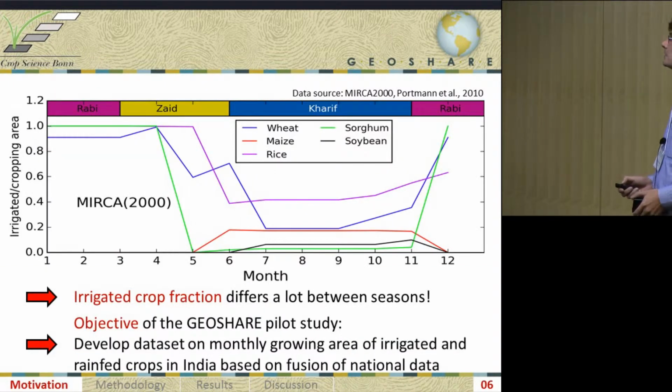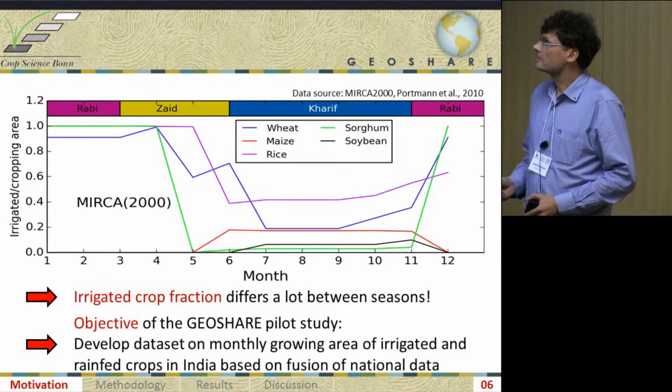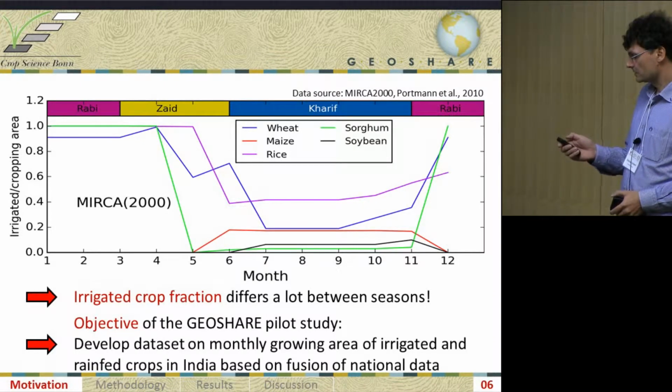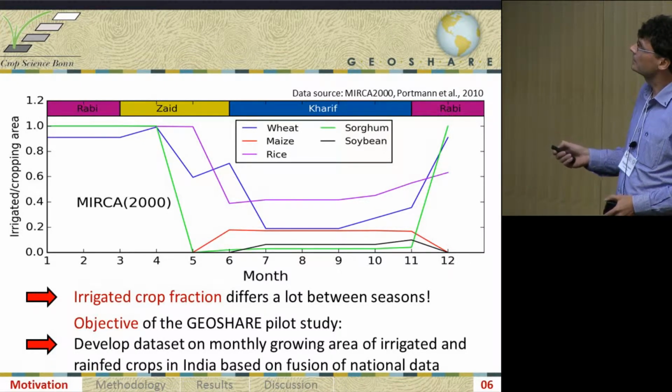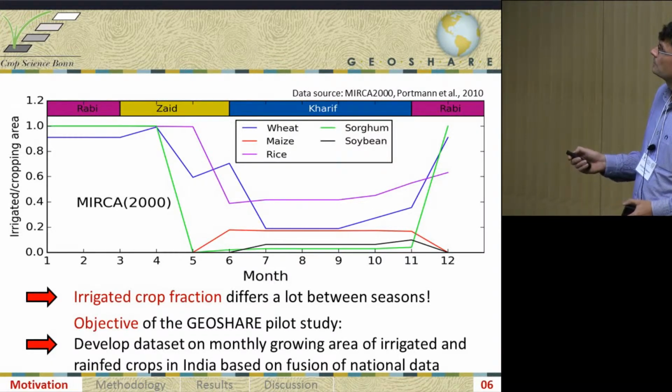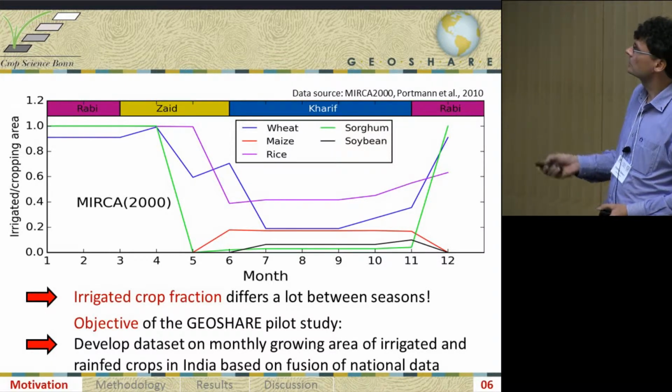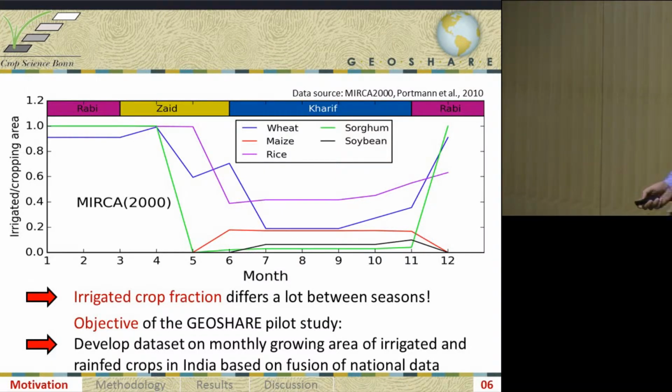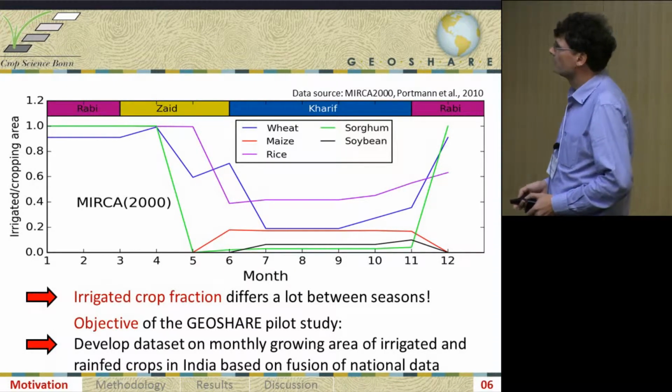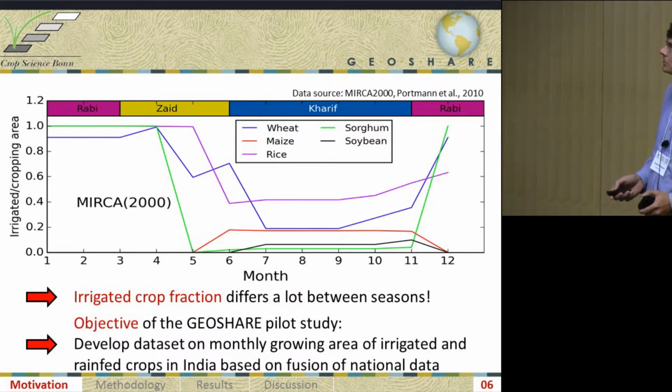And from our previous product, the MIRCA2000, you can also see that the importance of irrigation differs a lot. In the Kharif, the humid season, the percentage of crop that is irrigated is much lower, and in the dry seasons, irrigation is used more frequently. And this also differs across crops. So it means there's a very complex cropping pattern in India, and you have this overlay of spatial and temporal patterns. And therefore, the objective was to improve the data that are there, mainly by using national information and to introduce also this seasonality.